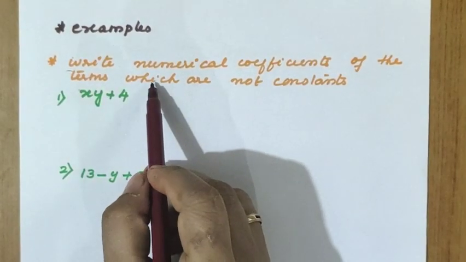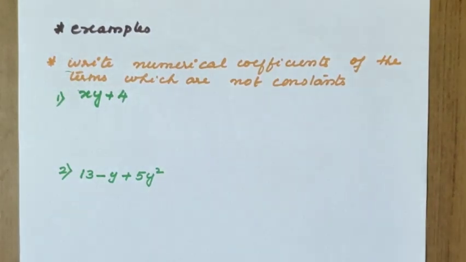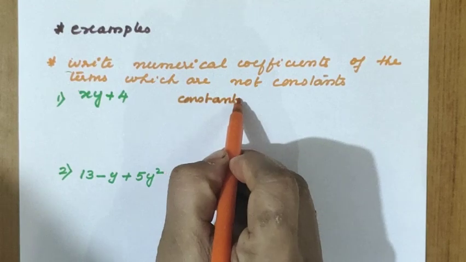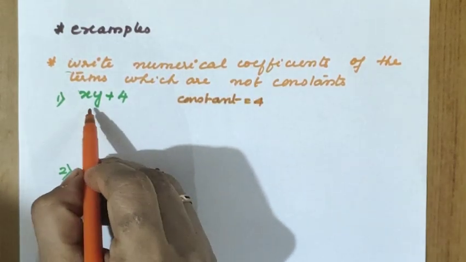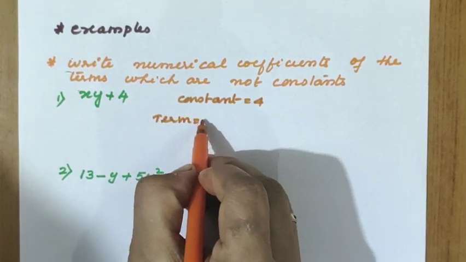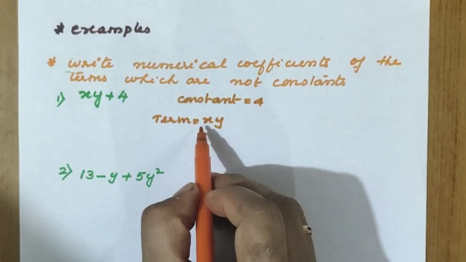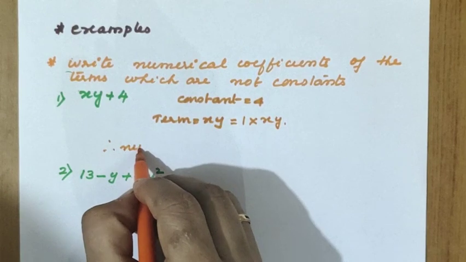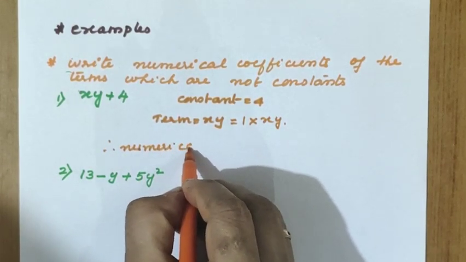Let us see the examples. Write the numerical coefficient of the terms which are not constants. So first we should write which is the constant there. Which is the constant? xy plus 4. 4 is the constant, right? So which are not constant means xy only, the term. Other than the constant, the term is xy. Now what is the numerical coefficient? xy means 1 into xy. So therefore the numerical coefficient is 1.